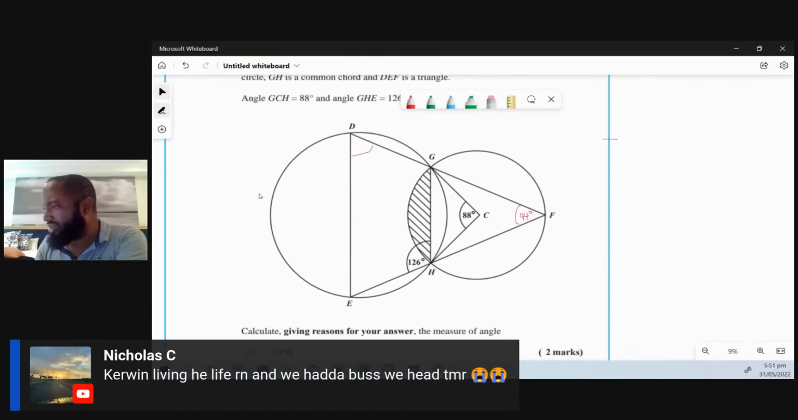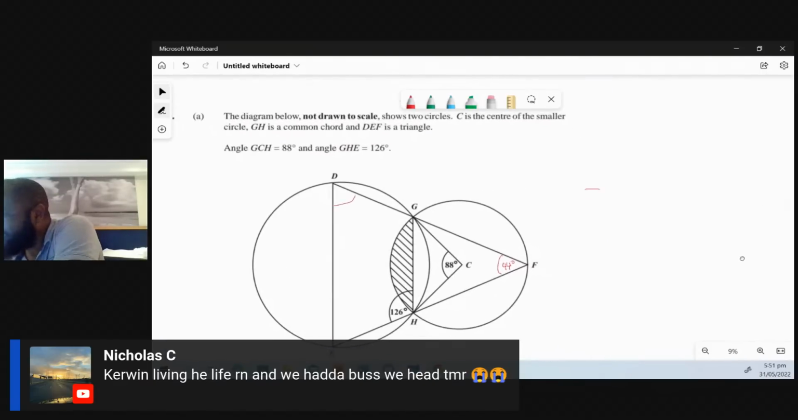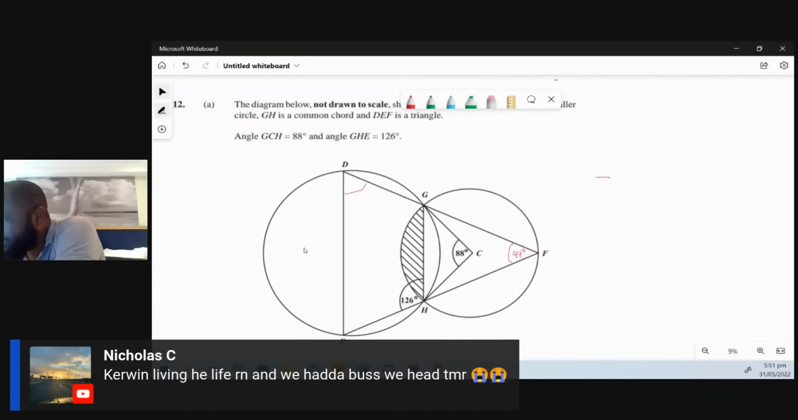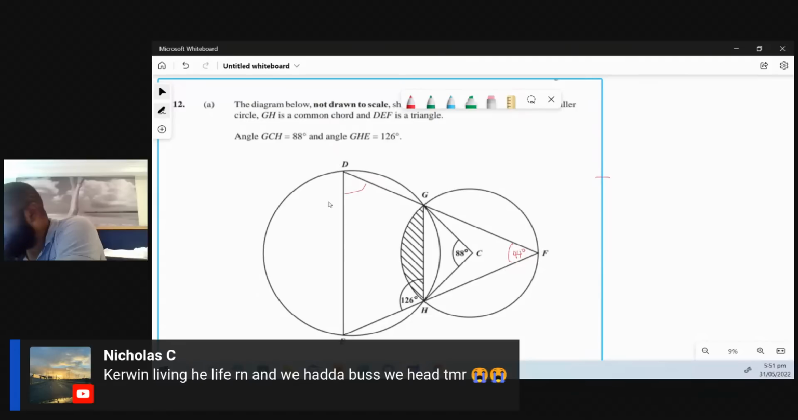We're really going on here. They are complicated, but let me read some. C is the center of a smaller circle, right? GH is a common chord, right? And DEF is a triangle.